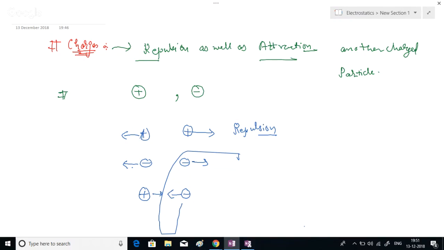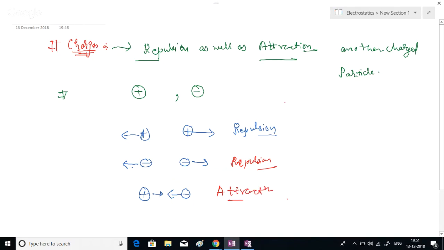Okay, all right. So where were we? Yes, we were discussing the charge properties. Positive charges are going to repel each other. Positive and negative charges are going to attract, and similar charges are going to repel. Correct. So this is what we have already seen. Plus plus repulsion, minus minus repulsion, and this is going to be attraction.